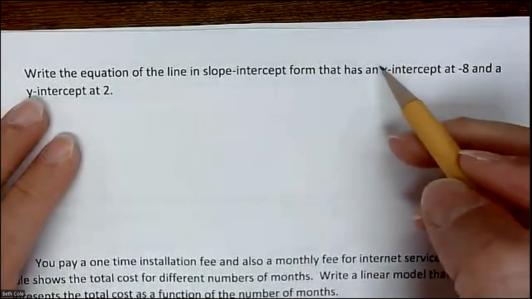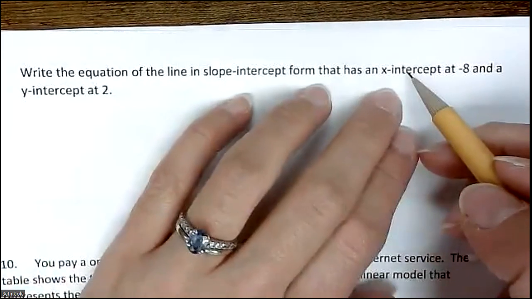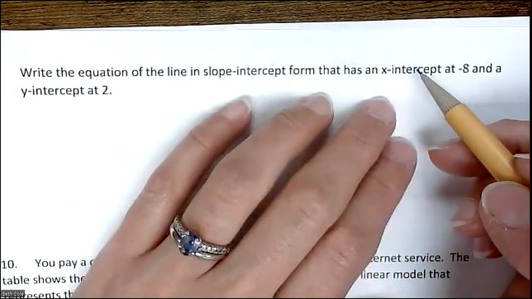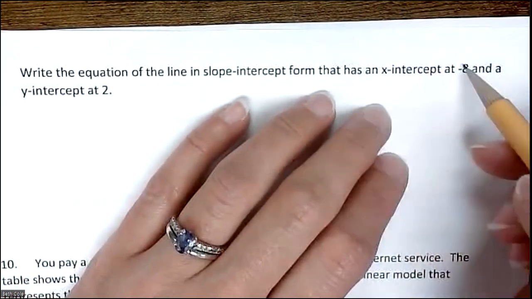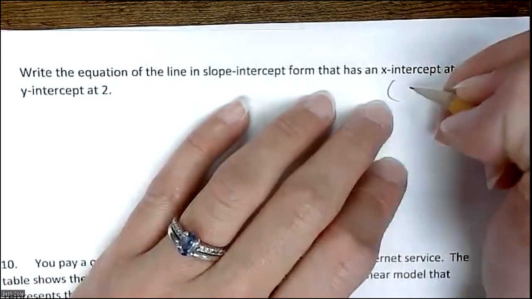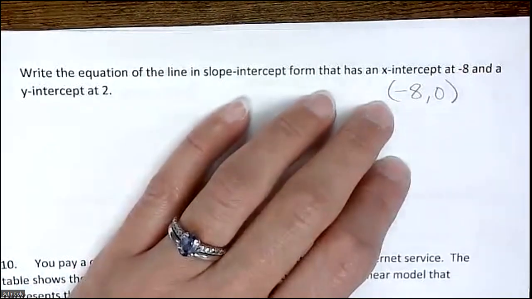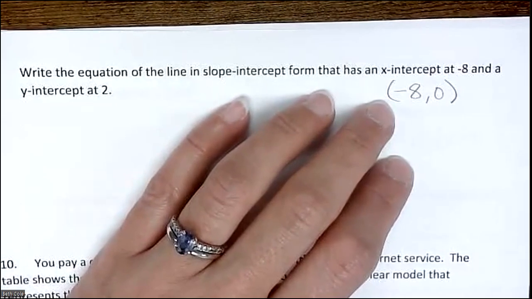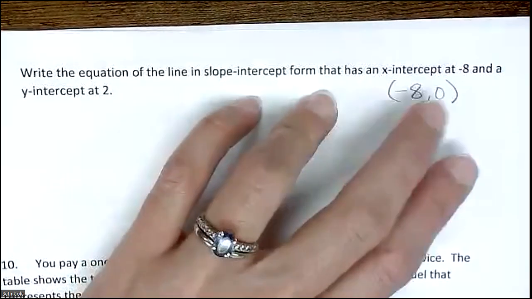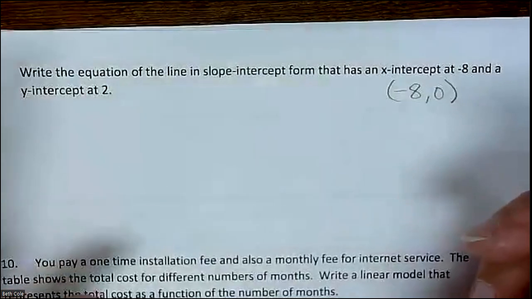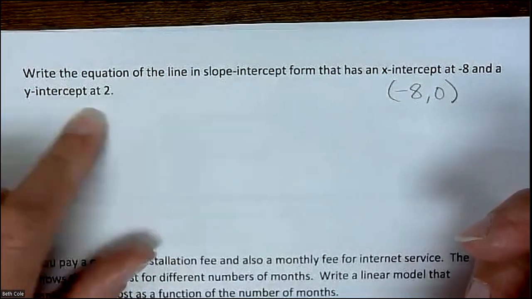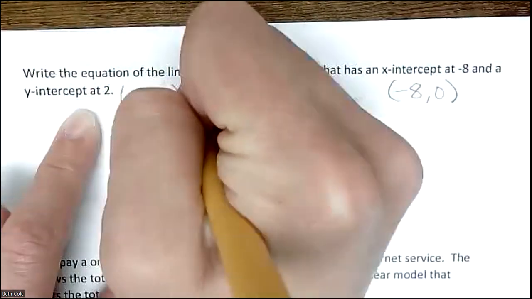All right, let's go. So your x-intercept at negative 8. This is the most commonly missed question on the test. I'll go ahead and tell you, it's the one that's written like this. An x-intercept at negative 8 means it's the point negative 8 comma 0. You have to write it out as an ordered pair. That's your x-intercept, negative 8 comma 0. Write that down. All right, and then how would you write a y-intercept at 2?